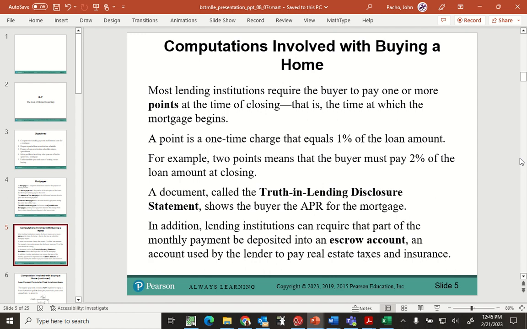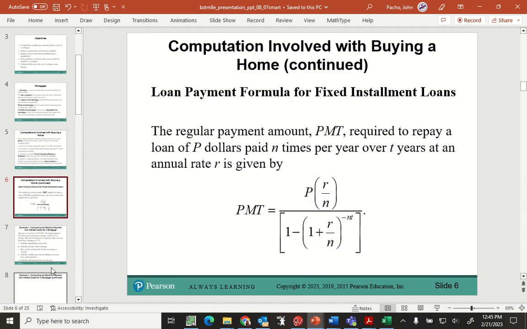Okay, and you could make really good money right off of this. So you might want to pay attention because this is important. You could get a job doing this stuff afterwards. See this payment formula? Don't do it. Use a calculator, use a financial solver.